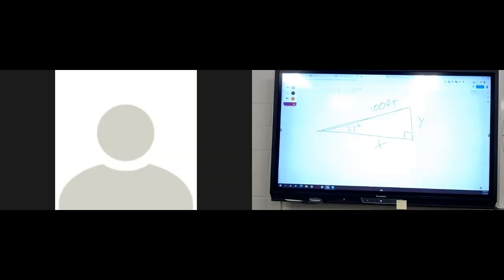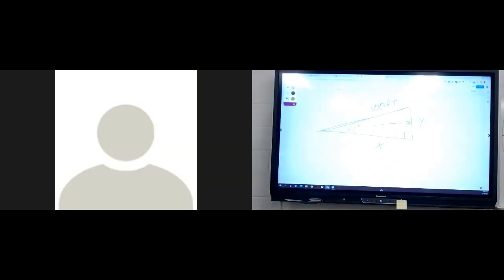Sine. I would use sine. Why would sine be a great one to find Y? It's opposite over hypotenuse. Am I looking for the opposite side? Is that true? Do I know the hypotenuse?